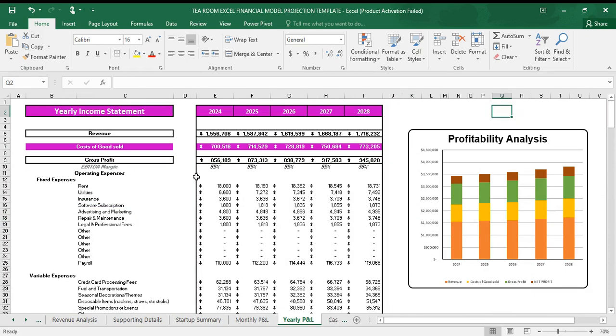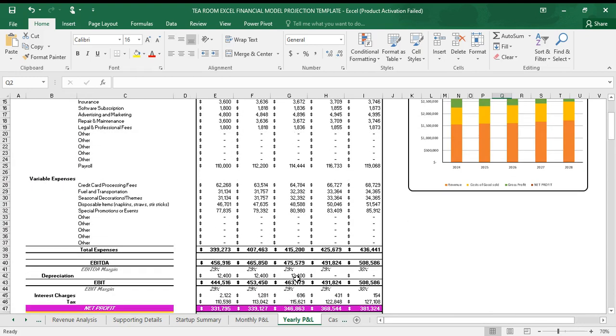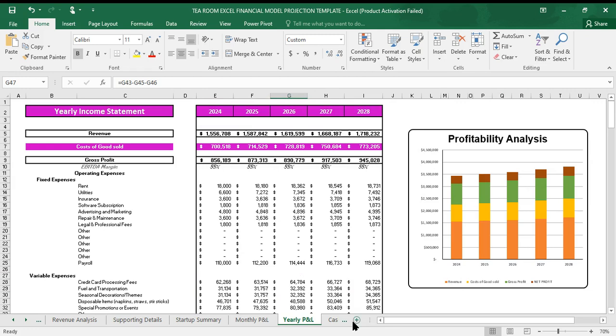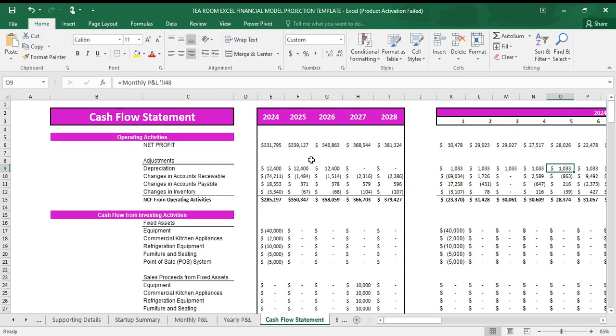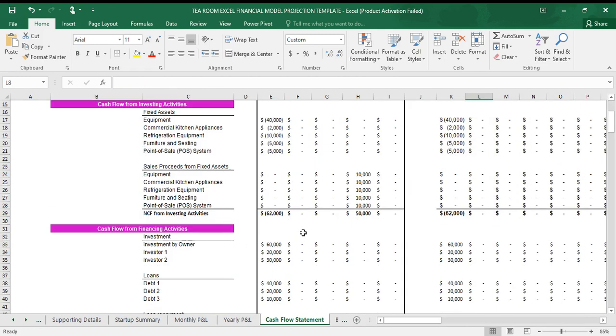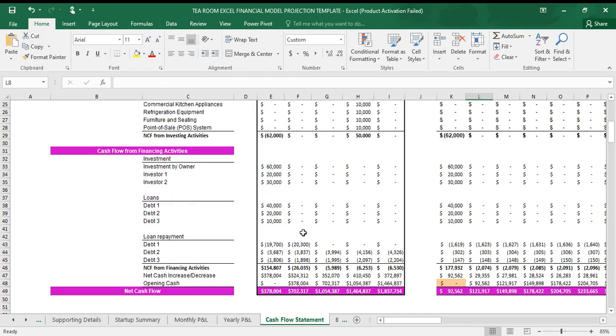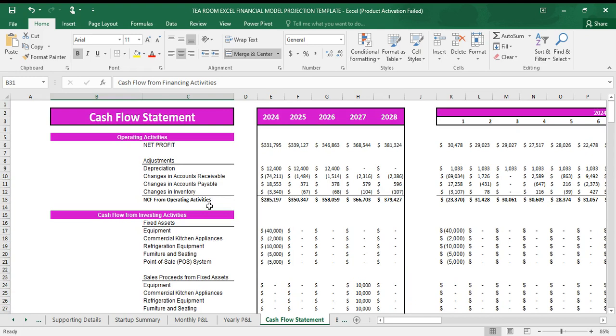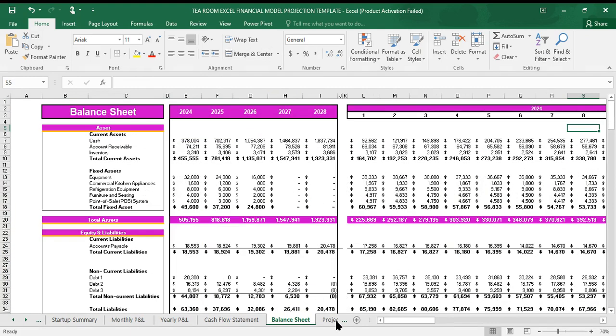Then we have the yearly profit and loss statement where we just have accumulated the profits of the last year and calculated the yearly figures for each year. Then we have the cash flow statement, both annual and monthly. This shows the cash position of the business and it separates the cash from financing, investing, and operating activities.